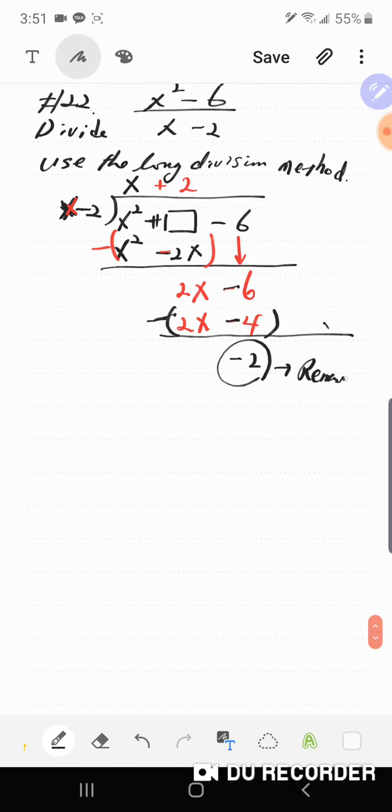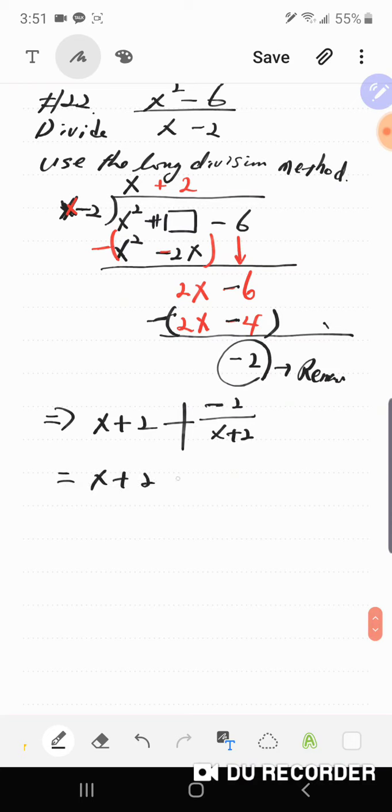So the answer is the quotient plus the remainder over the divisor. Since the remainder is negative, you can move it to the front. So x minus 2 over x plus 2. So this is the answer.